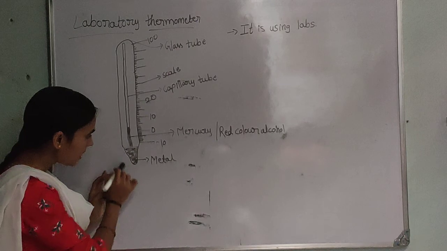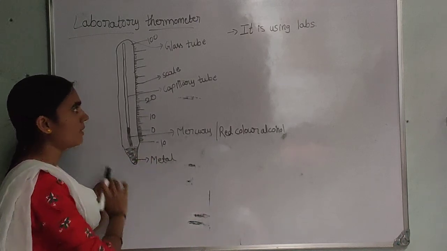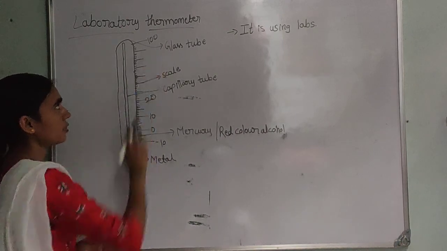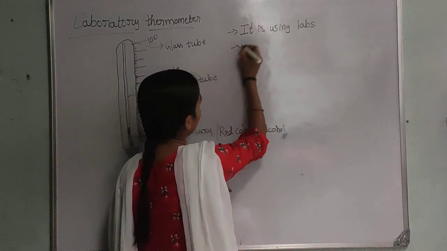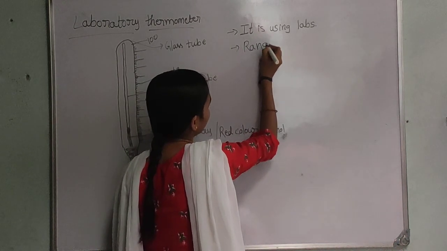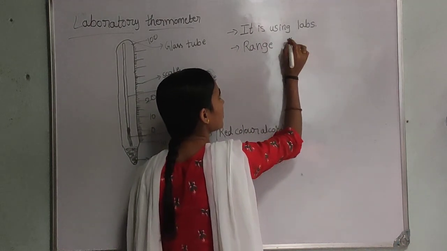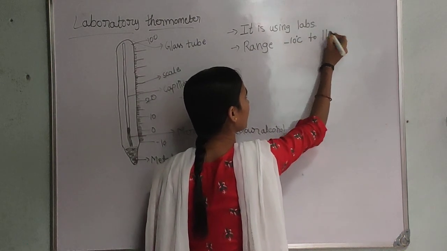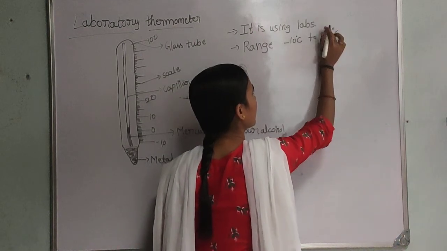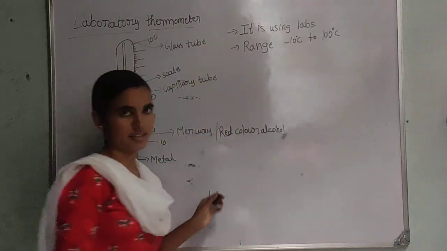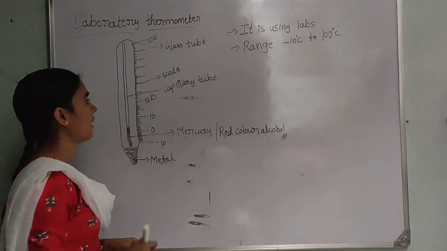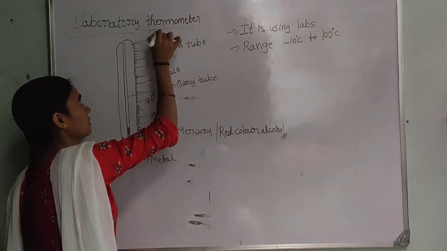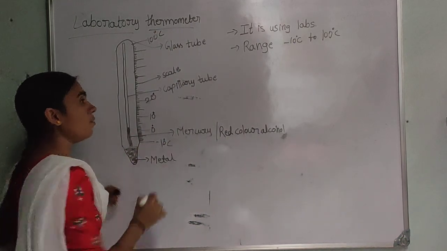And the last part is a metal part. And we have the scale on the side, which is from -10 to 100. So the range of a laboratory thermometer is -10 degrees Celsius to 100 degrees Celsius. We have to write the zero, the power, the degrees. These are in terms of degrees.